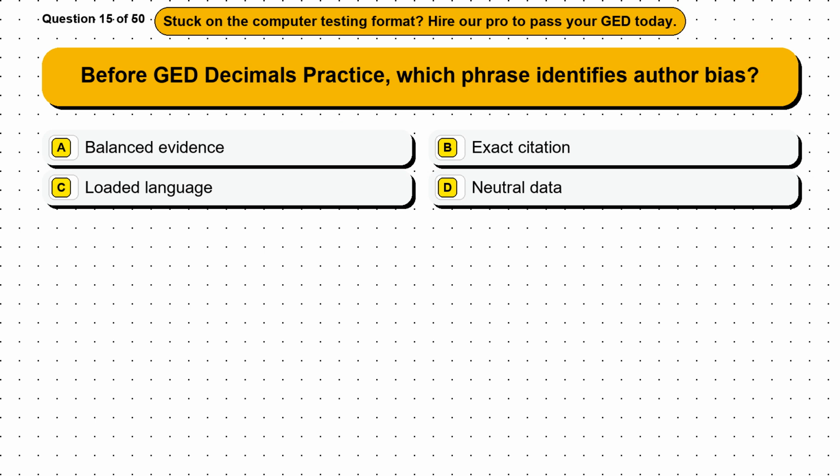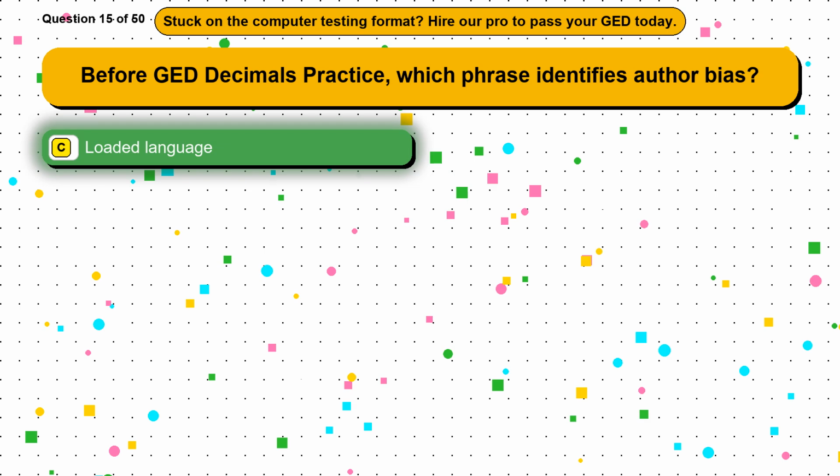Question 15. Before GED Decimals Practice, which phrase identifies author bias? Option A, balanced evidence. Option B, exact citation. Option C, loaded language. Option D, neutral data. The correct answer is option C.